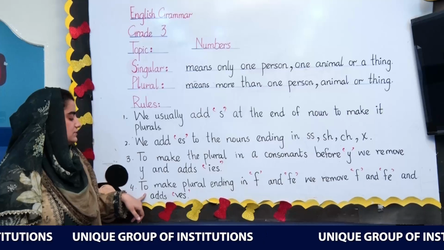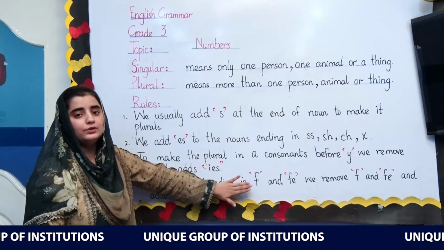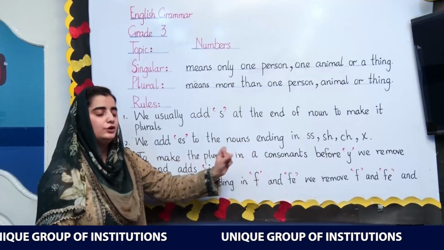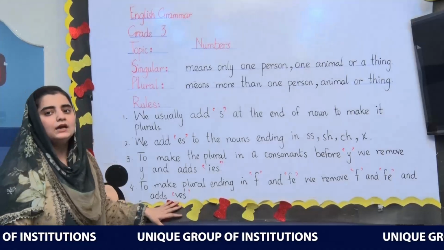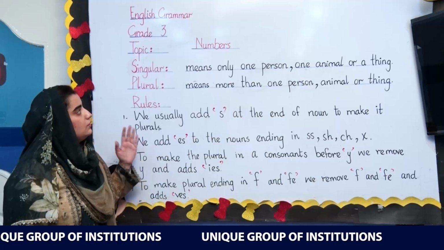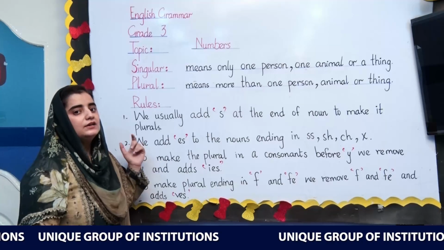Then we have the last rule to make the plural of words ending in f. अब जो words हमारे f और fe पे end होते हैं, उनके last को हम f और fe को remove करके ves लगाएंगे ताकि वो plural make हो सके. This is our whole concept about numbers. Now we will move to the exercise of that chapter.